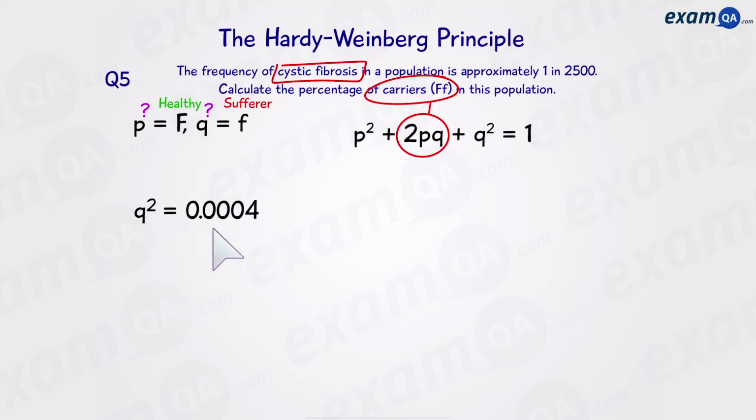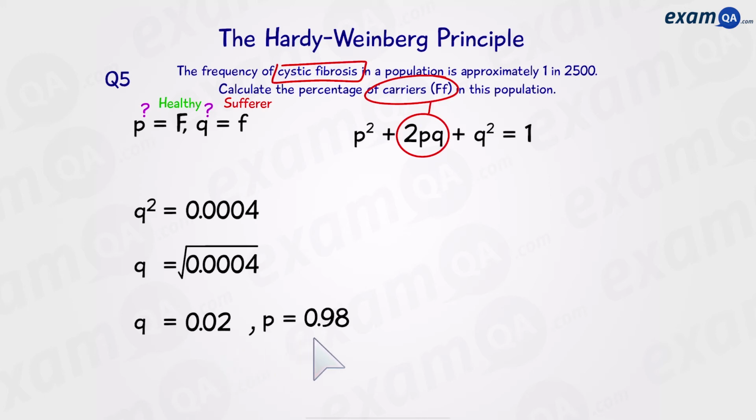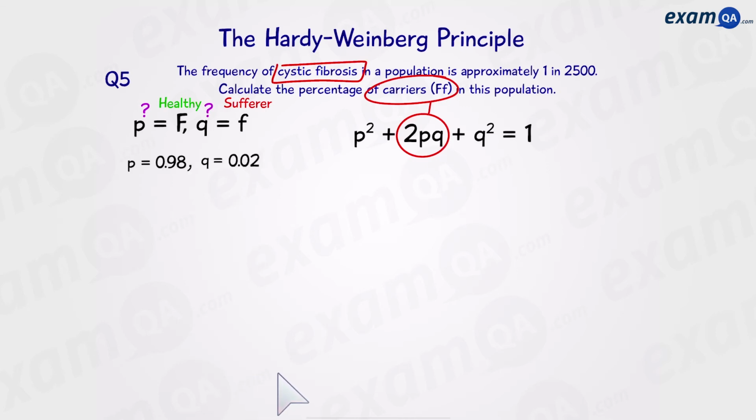So that gives us Q squared is equal to 0.0004. Taking the square root of both sides gives us Q is equal to 0.02. That means P must be equal to 0.98, since P plus Q equals 1. Okay, so we know the value of P and Q. Now we can work out the value of the heterozygous genotype.